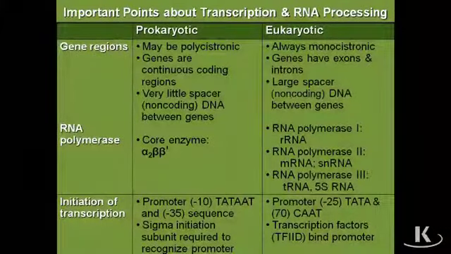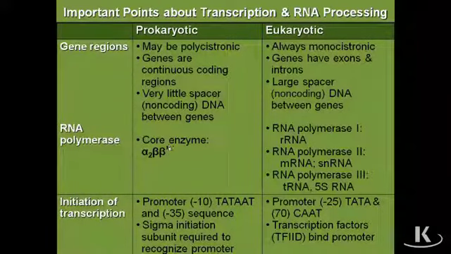That's the core enzyme. Alpha-2 beta beta prime is what takes the prokaryotic DNA and transcribes it into messenger RNA, or it makes the ribosomal RNA, or it makes the transfer RNA.